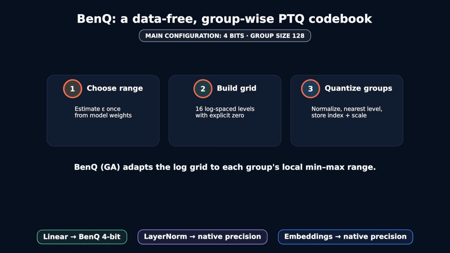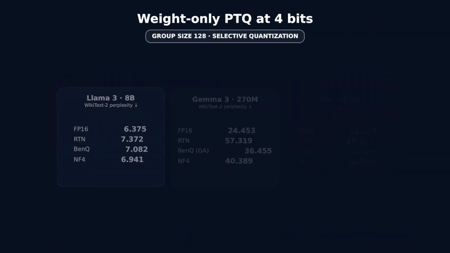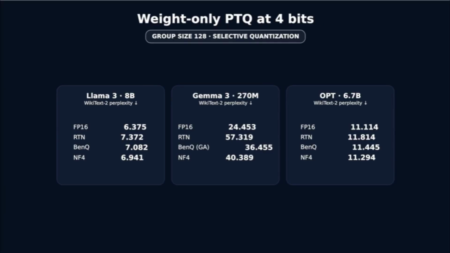The adaptive variant builds on a local grid from each group's range. The results reveal that Bank consistently beats uniform round to nearest. On Gemma 8 billion parameters, perplexity falls from 7.37 to 7.08. On Gemma 270 million parameters, it falls from 57.3 to 36.5.